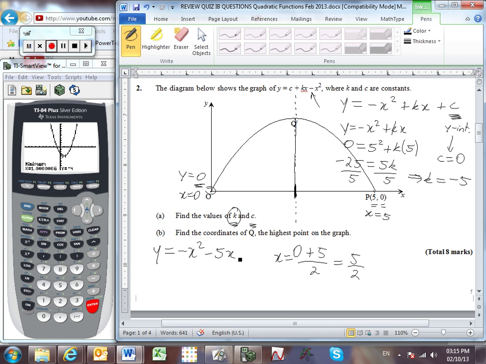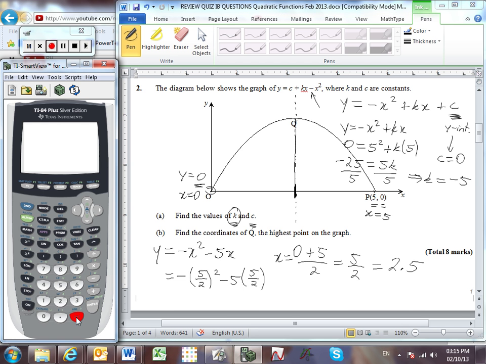Let's substitute in the x value of 5 over 2 in for my x values. Now, if this makes you a little bit uncomfortable, I know that some of you might prefer to reach for the calculator at this point and use 2.5. So let's quit the graphing screen and say, what is the negative of 2.5 squared minus 5 times 2.5? We get a value of negative 18.